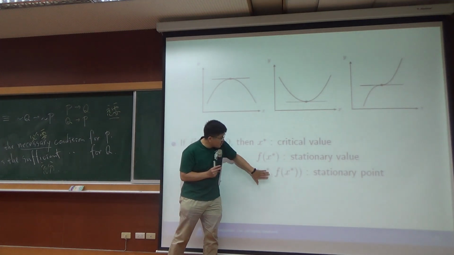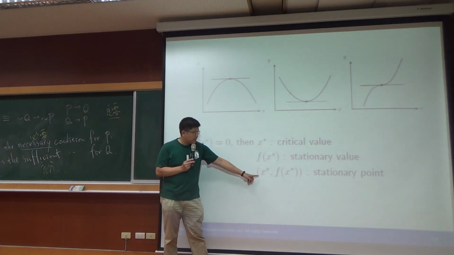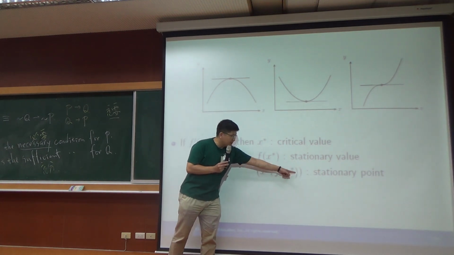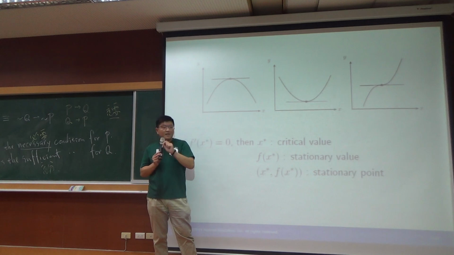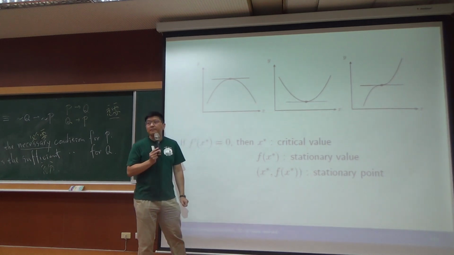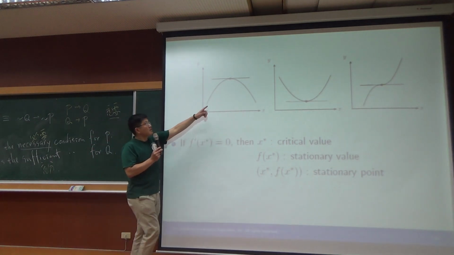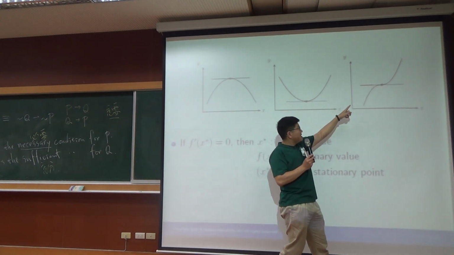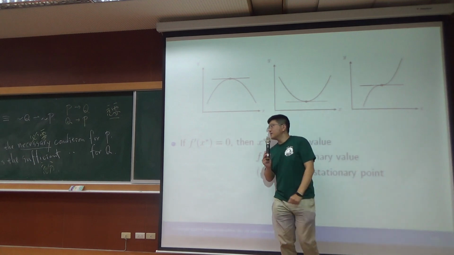And you see a coordinate with x star, f of x star. So this is a point, right? And we call them stationary points. So this is a stationary point, a stationary point, stationary point.